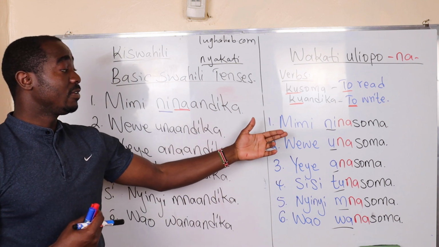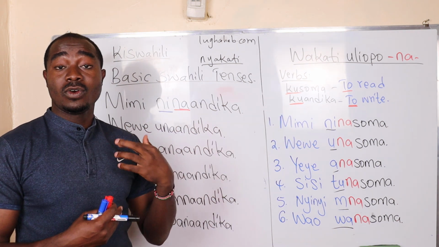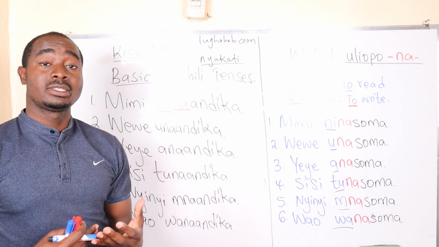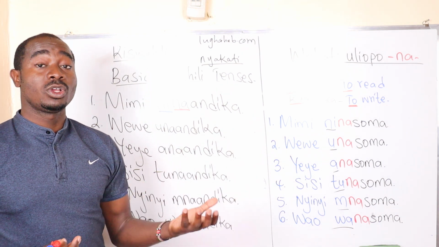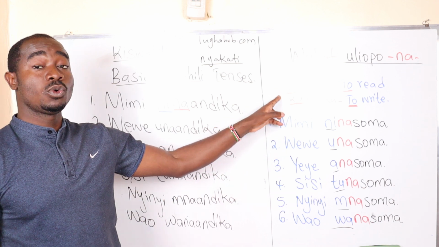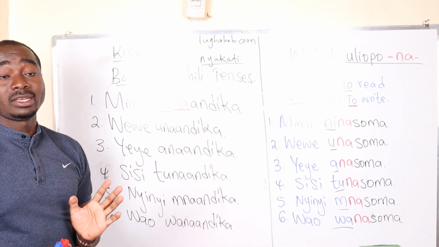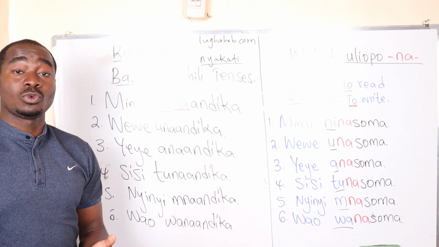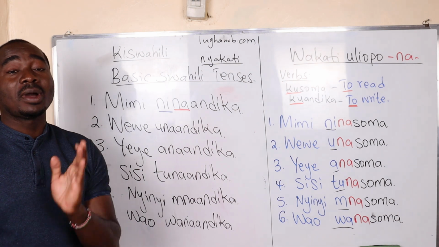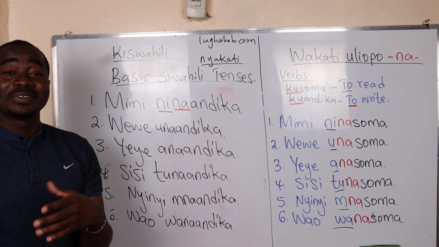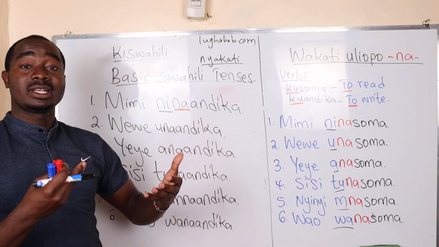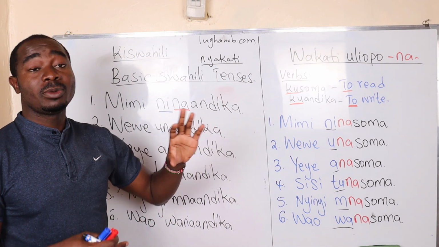Let's say I give kusoma, the student goes ahead and writes Nina kusoma. Nina kusoma is incorrect. It will mean another thing when you don't remove this ku. When I say Nina kusoma, it means I'm spying on you. So that's why we remove the ku. The ku has different meanings, so for the present tense conjugation, we remove the ku.